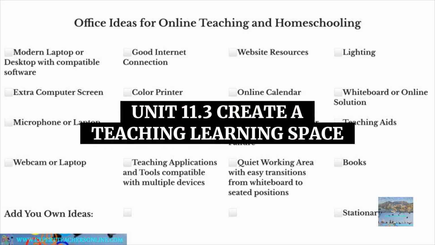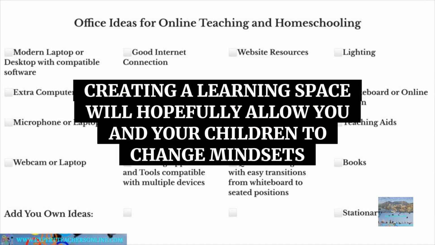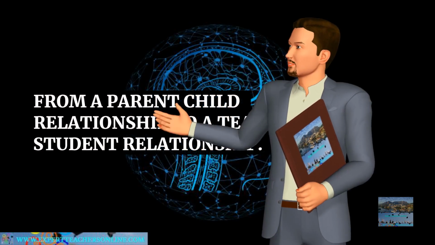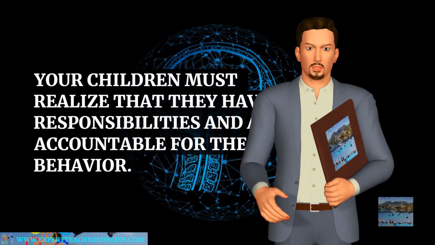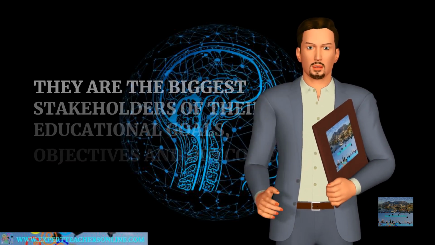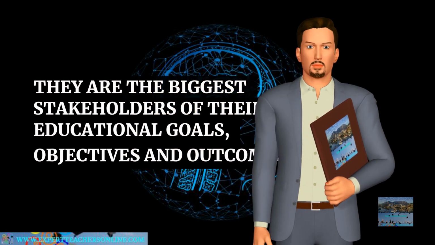Unit 11.3 Create a teaching learning space. Creating a learning space will hopefully allow you and your children to change mindsets from a parent-child relationship to a teacher-student relationship. Your children must realize that they have responsibilities and are accountable for their behavior. They are the biggest stakeholders of their educational goals, objectives and outcomes.